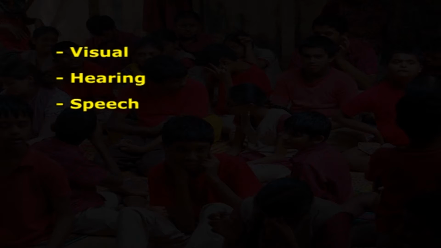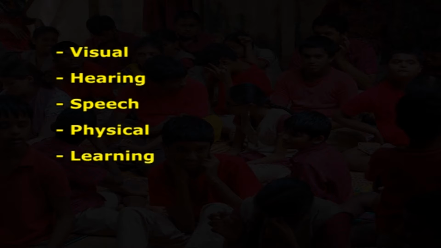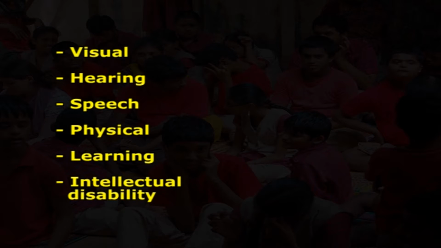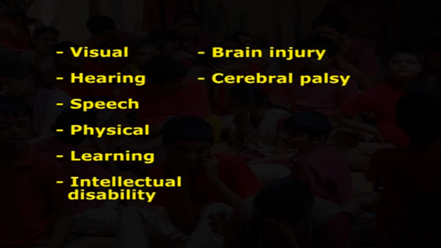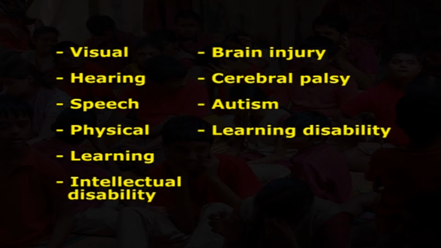In general terms, visual impairment can refer to the impairment of the sense of sight, that is low vision or total loss of sight. Multiple disabilities refers to a combination of various disabilities occurring together that may include visual, hearing, speech, physical, learning, intellectual disability, brain injury, cerebral palsy, autism, learning disability and possibly others.